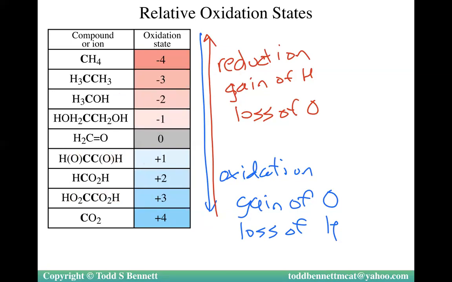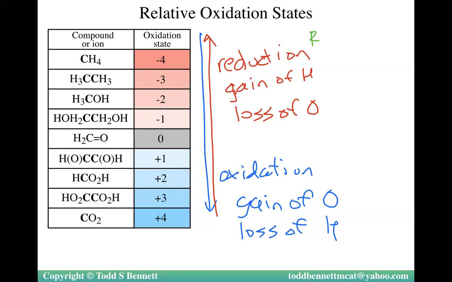So typically, every time you have the gain of a bond to O, it is coupled almost always with the loss of a bond to H. Lose a bond to H, you go up by 1 in the oxidation state. Gain a bond to O, you go up by another 1 in the oxidation state.